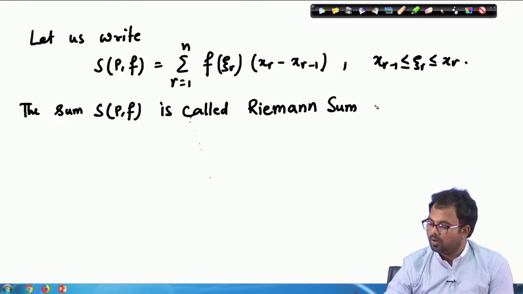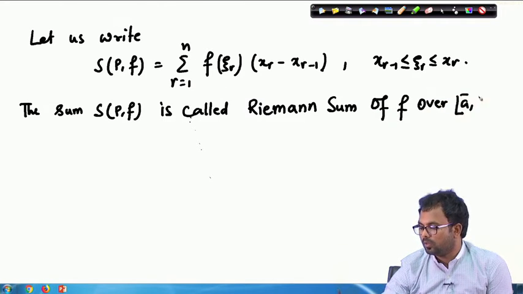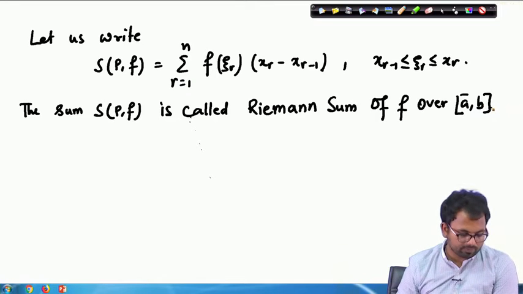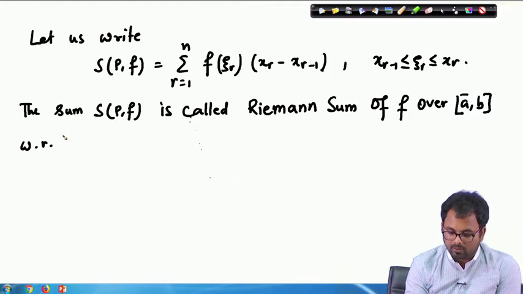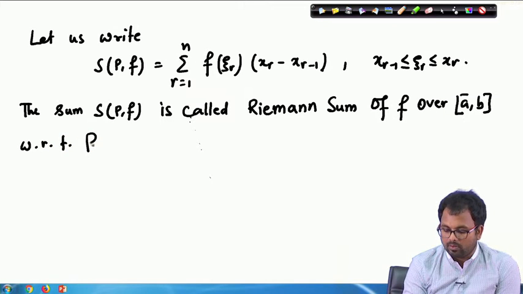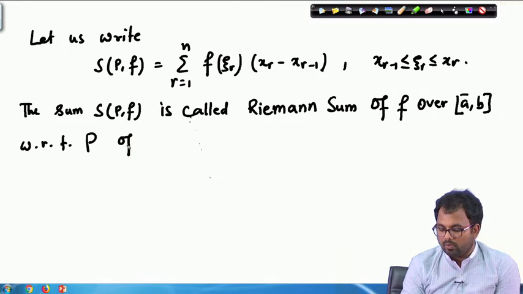Riemann sum of f over the closed interval [a, b] with respect to the partition P of the closed interval [a, b].